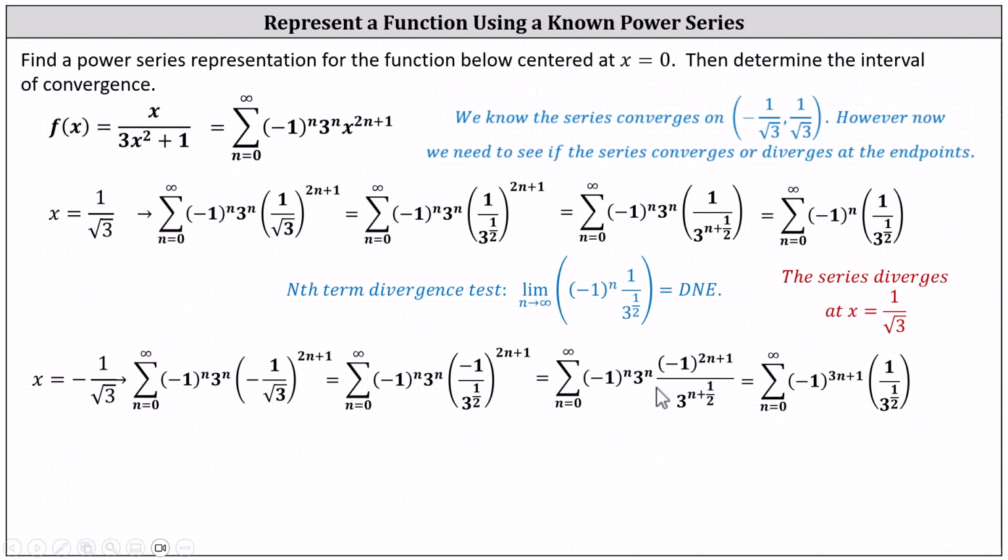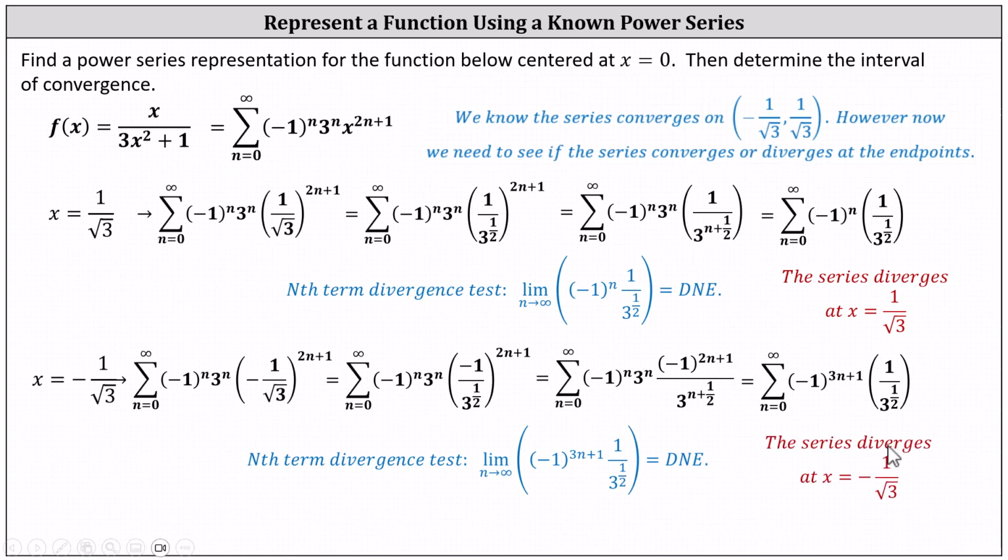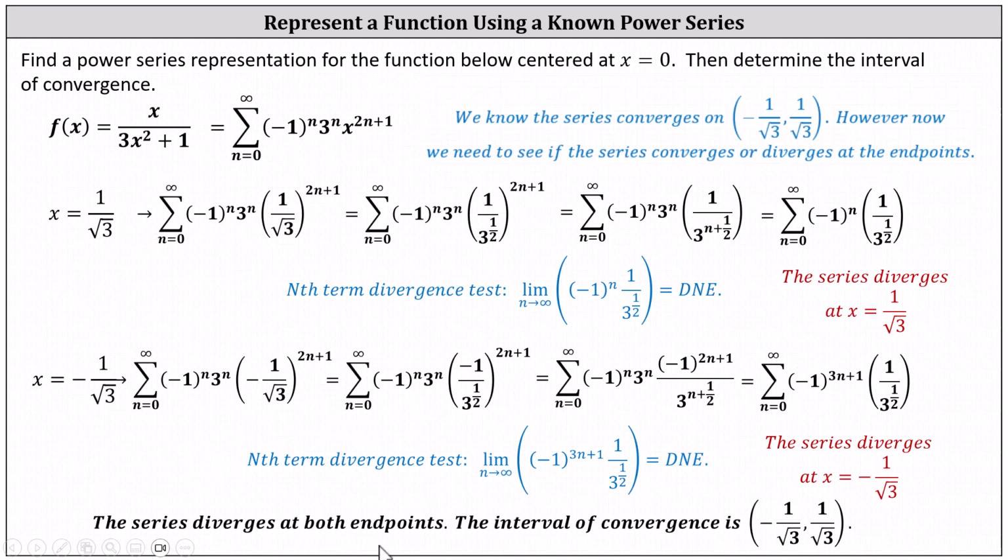We take the limit as n approaches infinity of a sub n. Once again, the values oscillate between positive 1 divided by 3 to the power of 1/2 and negative 1 divided by 3 to the power of 1/2, and therefore the limit doesn't exist, and the series fails the nth term divergence test. We know it diverges at x equals negative 1 divided by square root of 3. The series diverges at both endpoints, and therefore the interval of convergence is the open interval from negative 1 divided by square root of 3 to positive 1 divided by square root of 3.